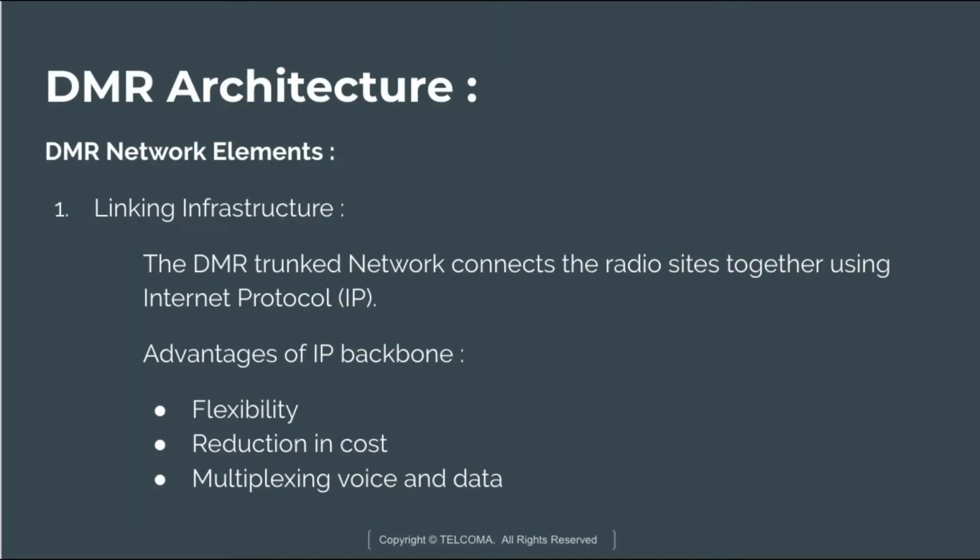The very first is the linking infrastructure. The DMR trunk network connects the radio sites together using Internet Protocol, that is IP. The advantages of an IP backbone are that it provides flexibility, it reduces cost, and it allows multiplexing of voice and data services. First is flexibility. Flexibility is in terms of a fault tolerant packet switch network, easy to meet future requirements, and a secure infrastructure. Reduction in cost means high performance compression algorithms reduce bandwidth consumption, lower line cost, and a ring architecture is used here, which reduces the maintenance cost.